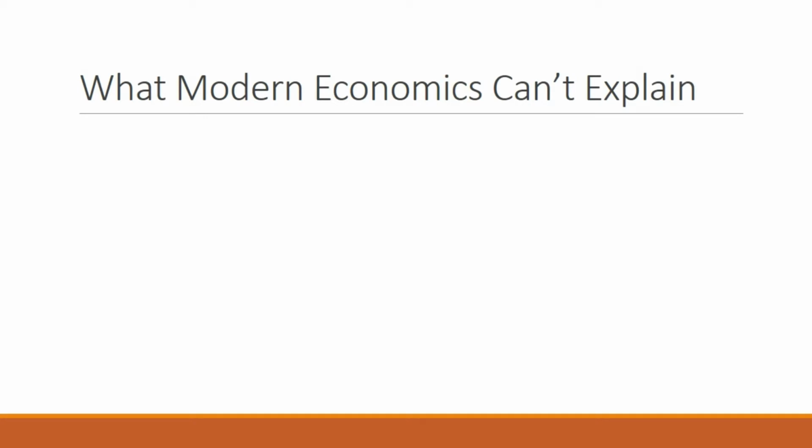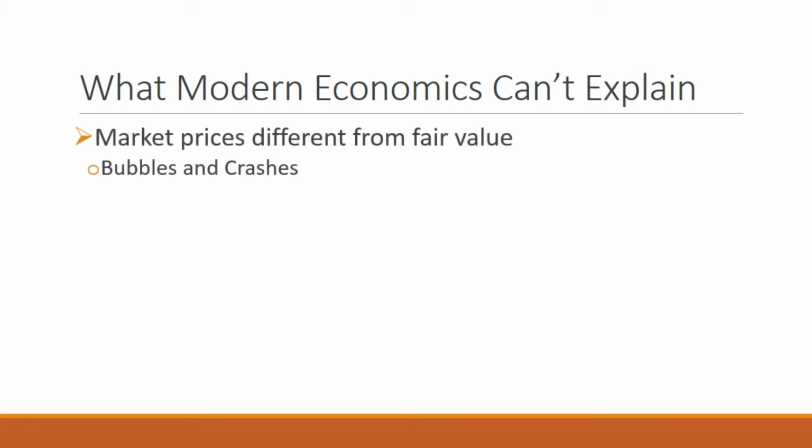There are a number of important economic phenomena that efficient market hypothesis is not able to explain. For example, clearly market prices are different from fair value. In fact, sometimes the difference between them is so high, so large, that we refer to bubbles and to crashes.